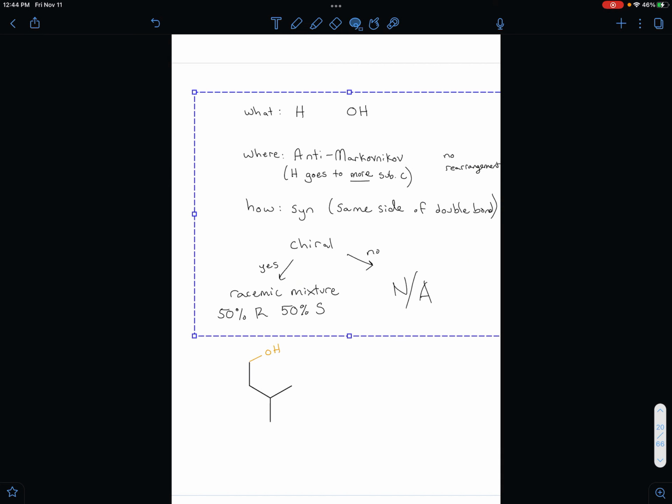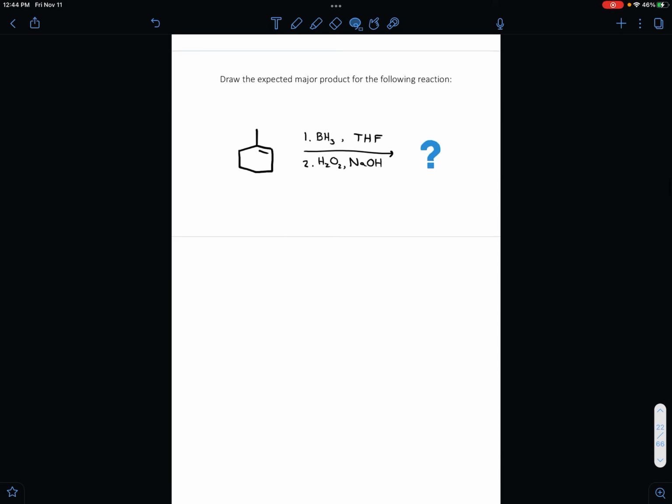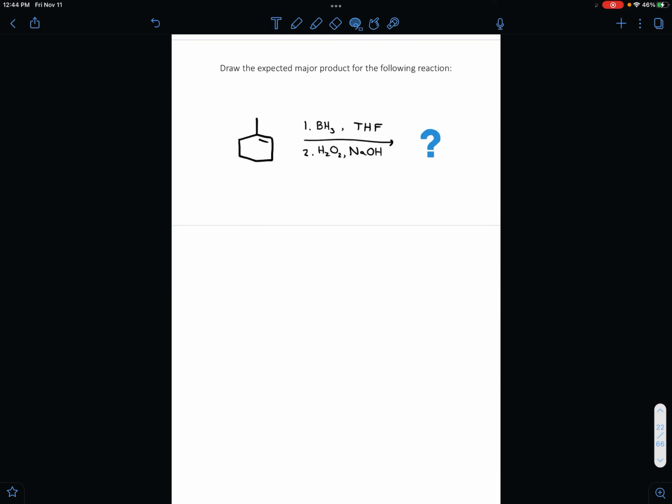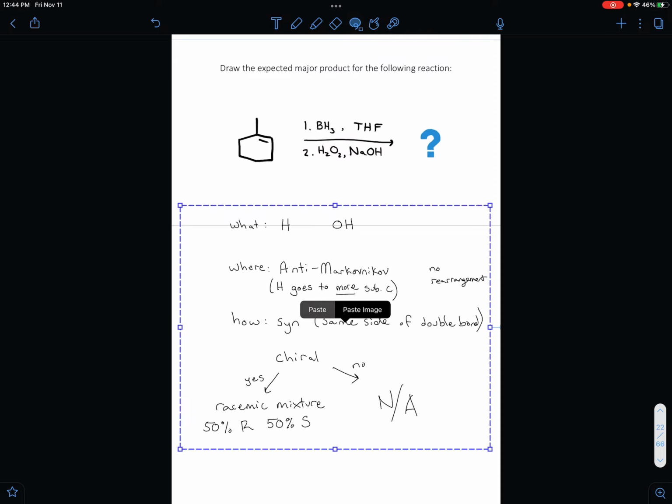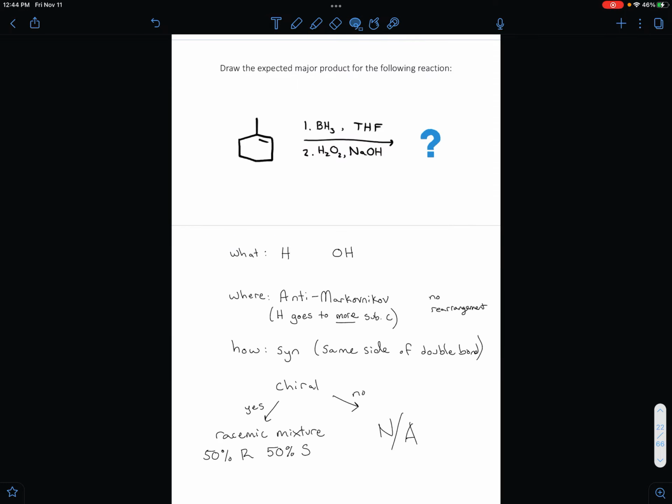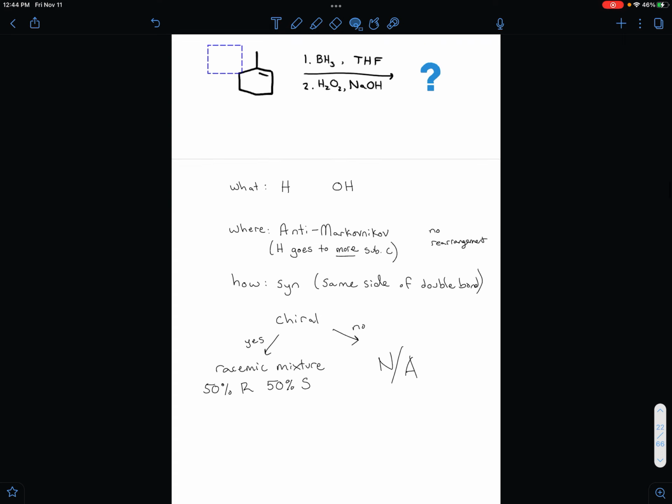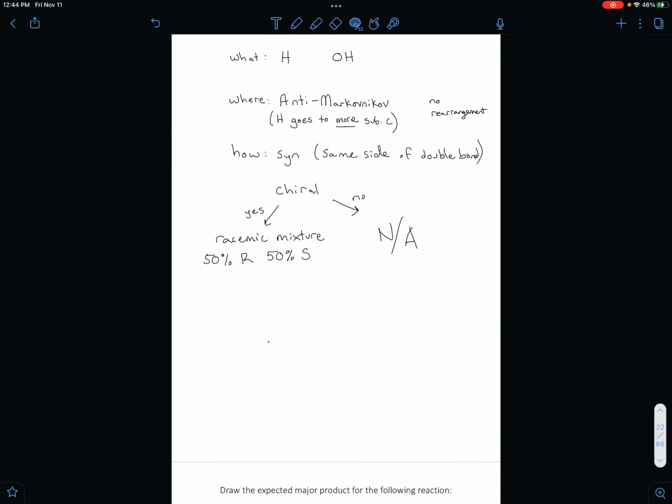So knowing that about this reaction, let's try to do this on a different carbon chain. And you'll see you have an alkene, and then in the reagents you have borane with tetrahydrofuran in a first step, and then in a second step you have hydrogen peroxide and sodium hydroxide. And so you'd say, oh, that's hydroboration-oxidation, and it comes with this baggage, this what, where, and how.